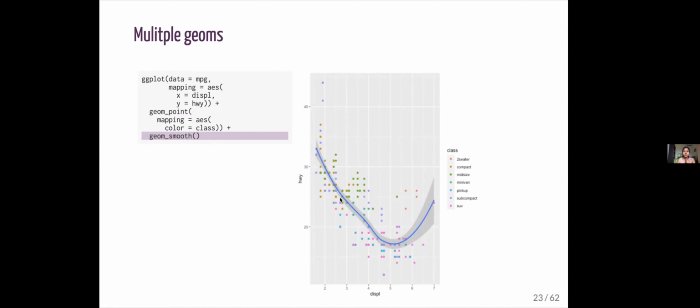So if I need these lines by color, then I have to specify separately here, color equal to class, or mention color equal to class within the main ggplot. If I had mentioned color equal to class in ggplot, then it would translate both to geom_point and to geom_smooth. But here we only want the color mapping on the points and not the line, so we have done that within that particular layer.